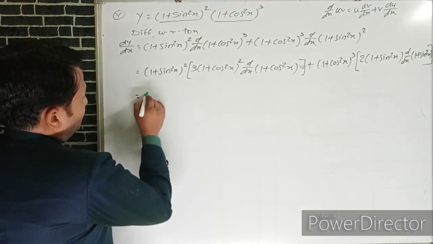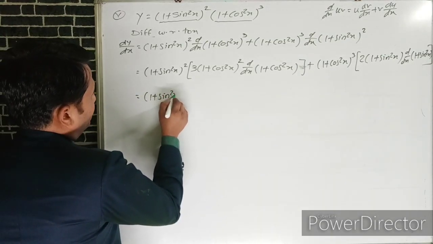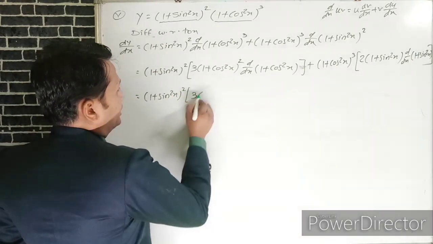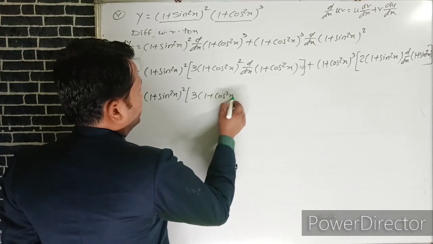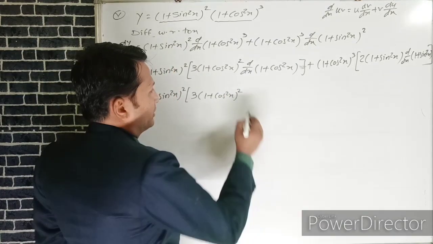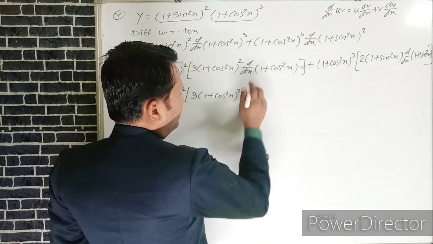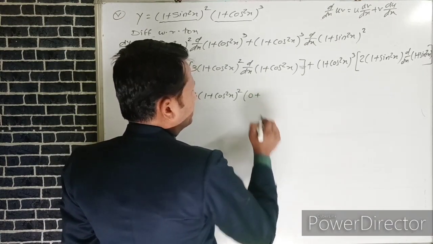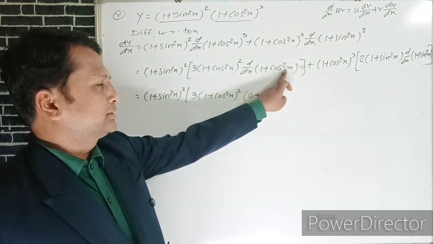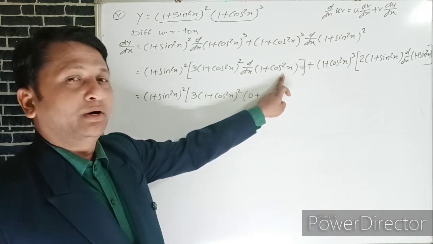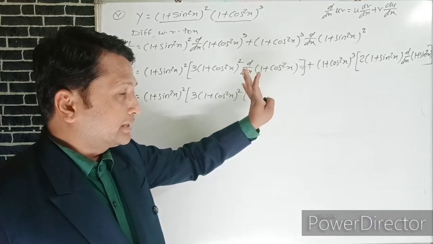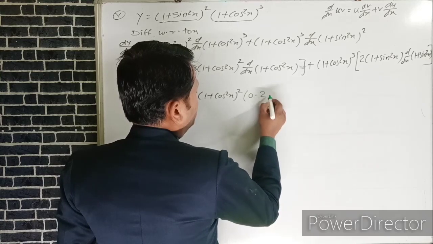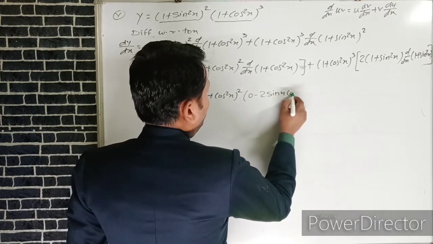After that 1 plus sin square x bracket square as it is into 3 into 1 plus cos square x whole bracket square into derivative of 1 is 0 plus derivative of cos square x is 2 cos x into again derivative of cos x is minus sin x. Hence the derivative of cos square x is minus 2 sin x into cos x.